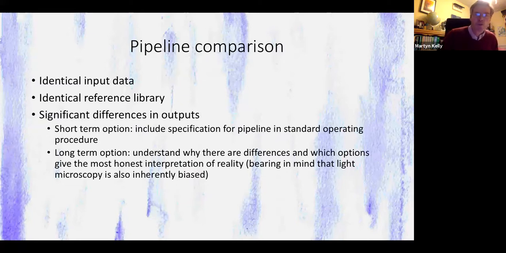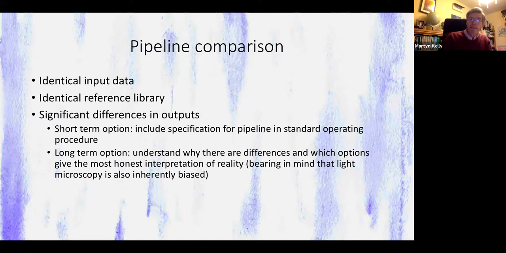Now the short-term option is you include the specification for pipelining in your standard operating procedures. That's sort of what the officials and the regulatory organisations in the UK thought would be the best way to proceed. But longer term, this raises quite a lot of concerns.